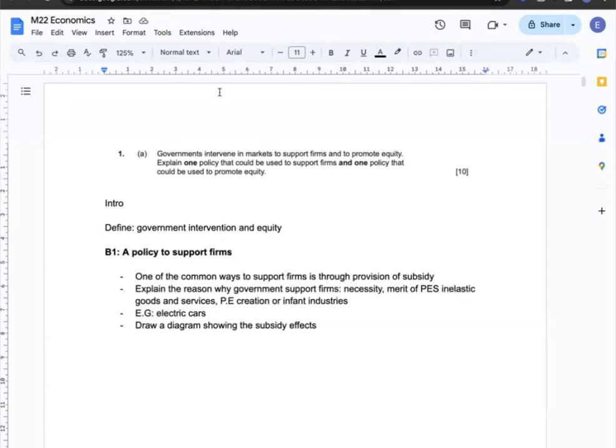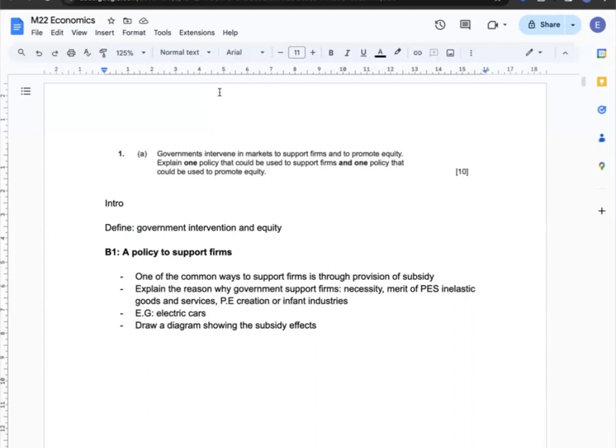And in body one, I can explain a policy to support firms. One of the common ways to support firms is through provision of subsidy. And I should explain the reason why government supports firms, since they are producing necessity goods or merit goods, or they are producing PES inelastic goods or services. Perhaps their production is creating positive externality, or maybe the industry itself is relatively infant. That's why government would provide subsidy to certain firms.